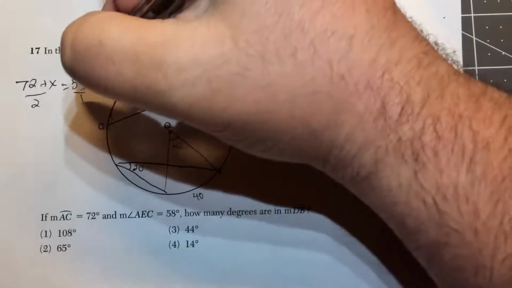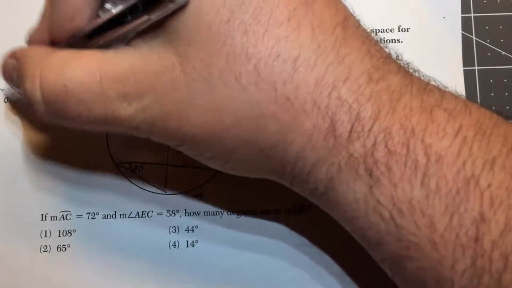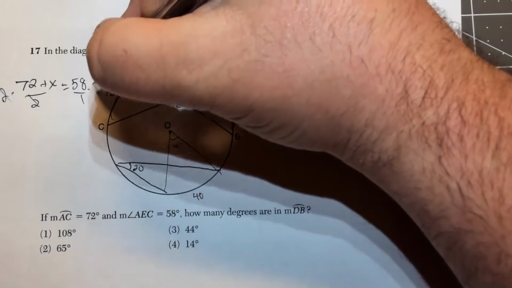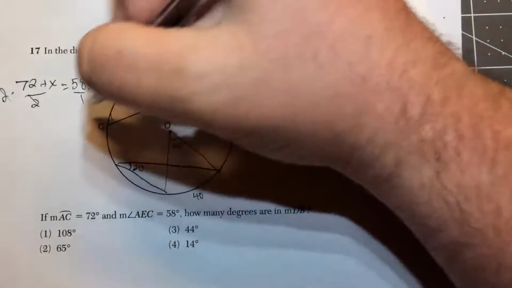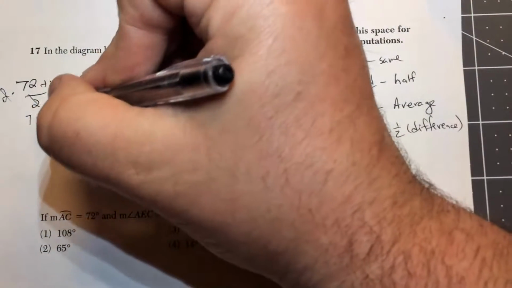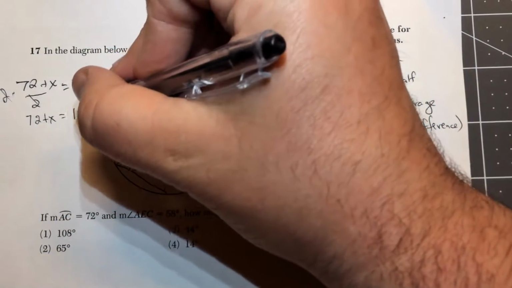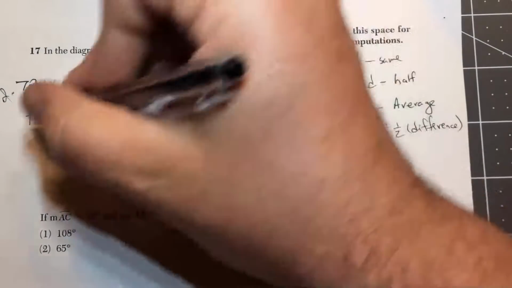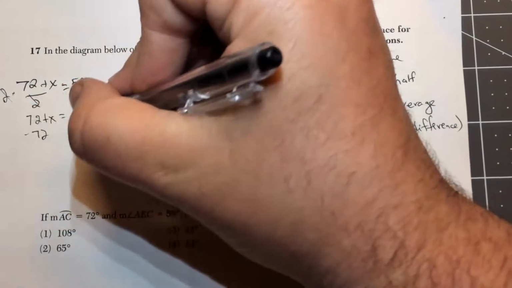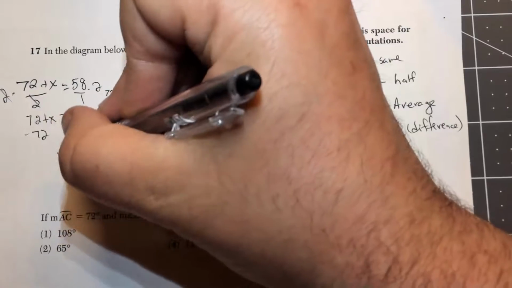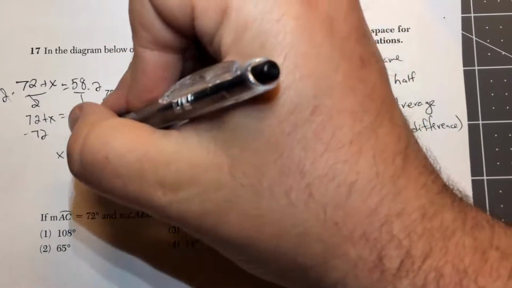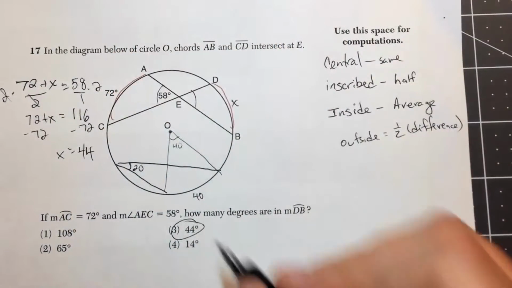So I'm going to multiply both sides by 2. If you multiply both sides by 2, cross out the 2's, people. This does not double, or just cross multiply. 72 plus x is equal to 58 times 2, which is 116. And then I just subtract 72 away. So x is 44.